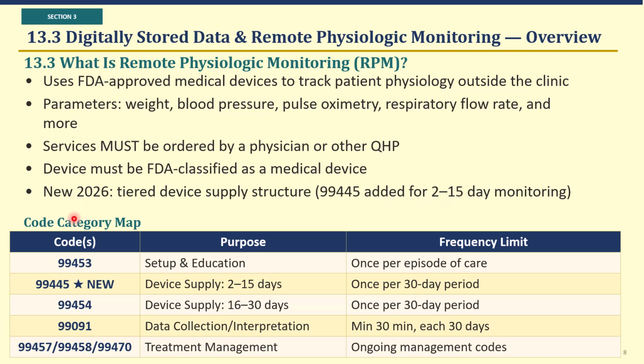So when you see the code categories, 99453 is for setup and education, that is once per episode of care. 99445, that is the new code, device supply 2 to 15 days, once per 30-day period. And 99454, device supply 16 to 30 days, once per 30-day period. 99091, that is for data collection or interpretation, minimum 30 minutes for each 30 days. And the other three codes, 99457, 58, and 470, are treatment management, the ongoing management codes.